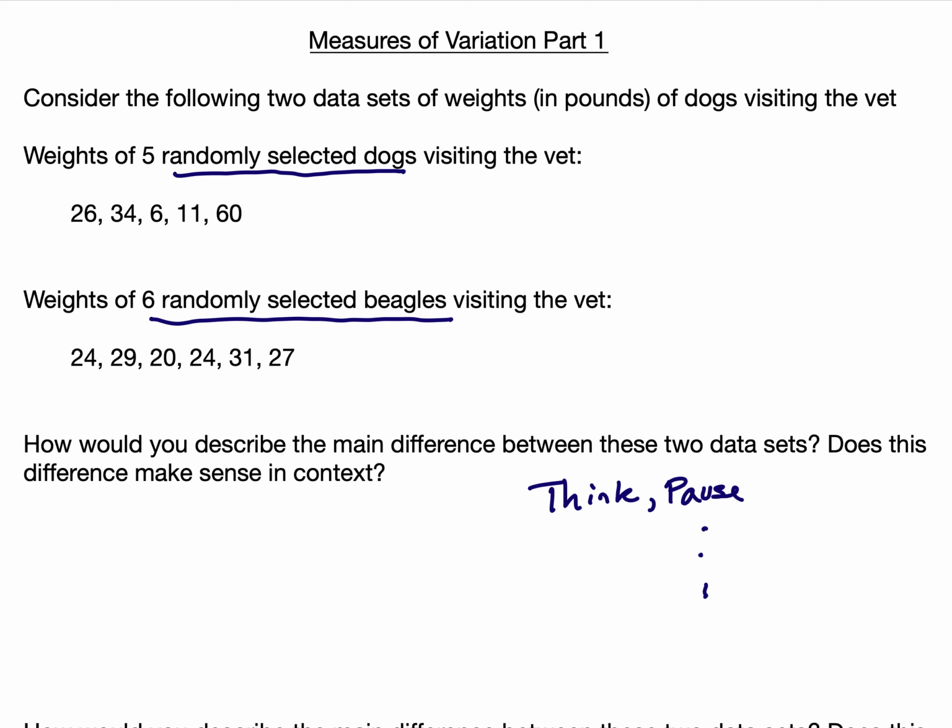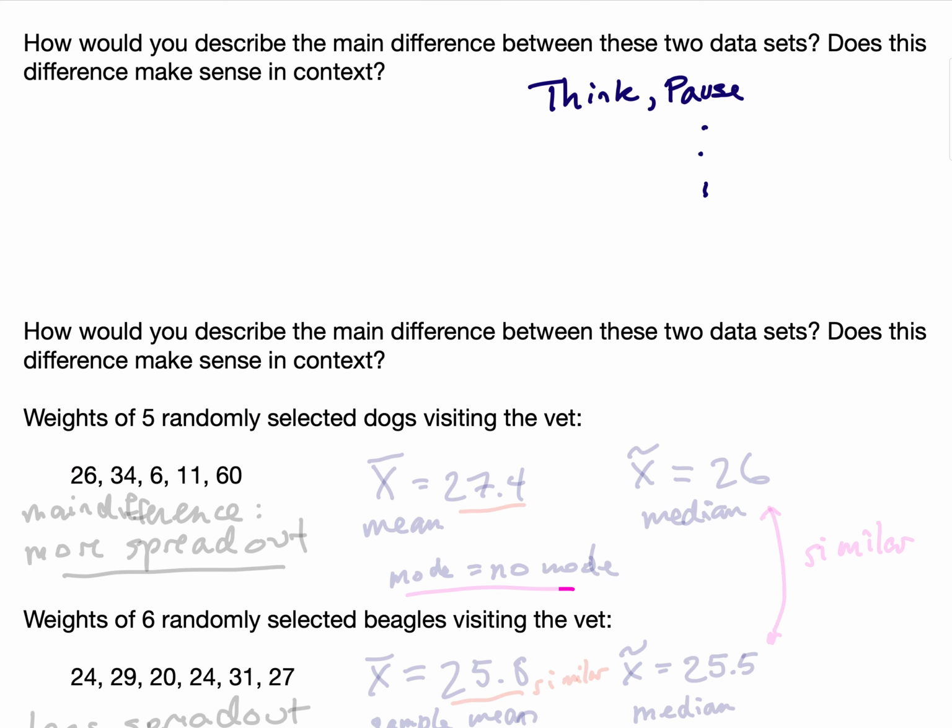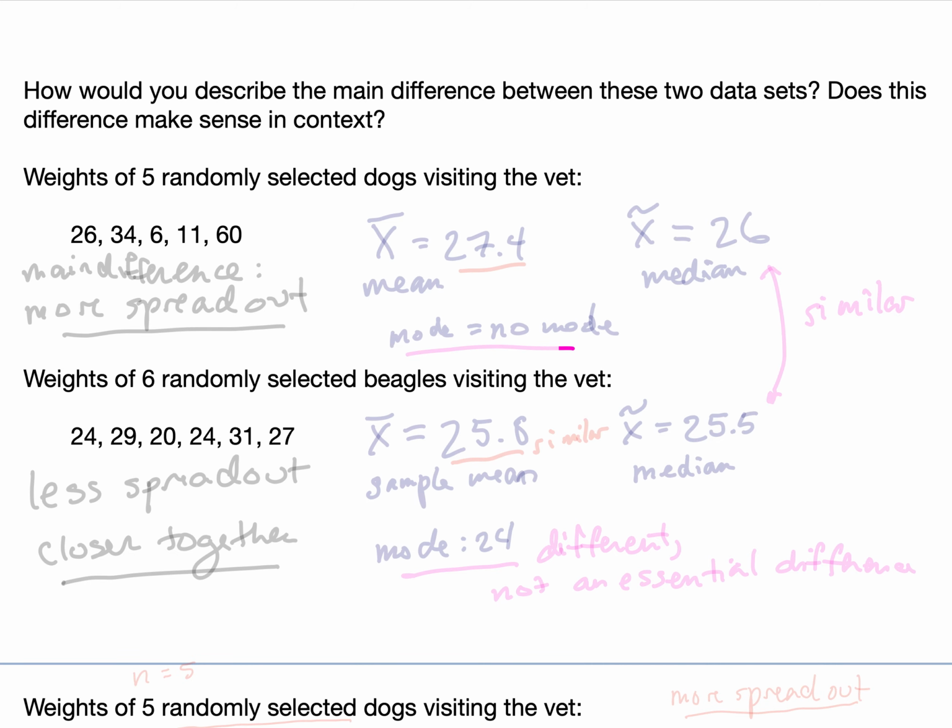Okay, so what is the main difference between these two data sets? Some things you might have explored would be measures of center, like we talked about in previous videos. So we talked about the mean, the sample mean. And the sample mean in this case, if you calculated it, would be 27.4. Feel free to check, just as a way to do an extra practice problem. And the sample mean for this set of data ended up being 25.8. So again, this is the sample mean.